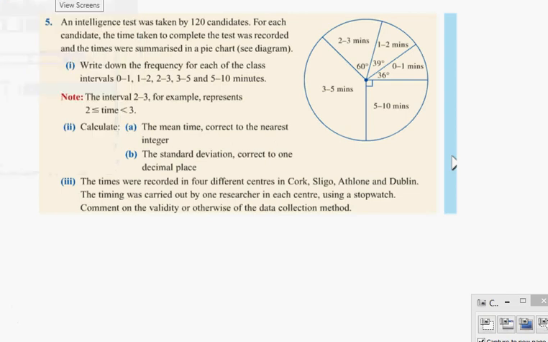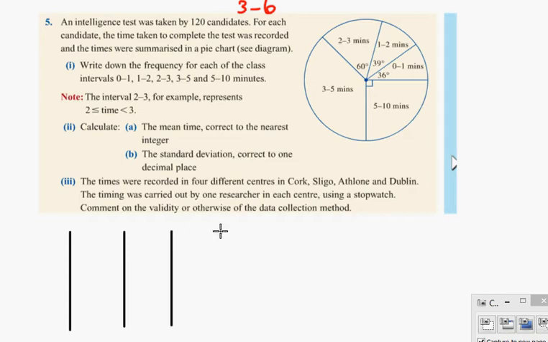Now, in this section, exercise 3.6, what we're always going to have is tables. We're going to have a table, and we're going to know how many times people come up in that table.